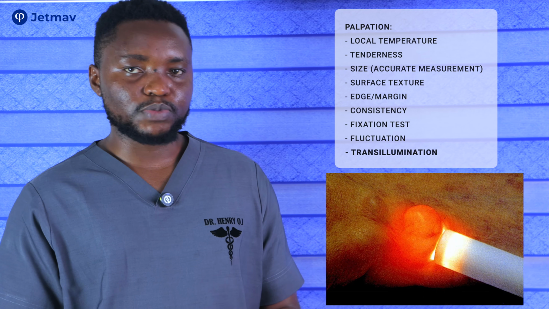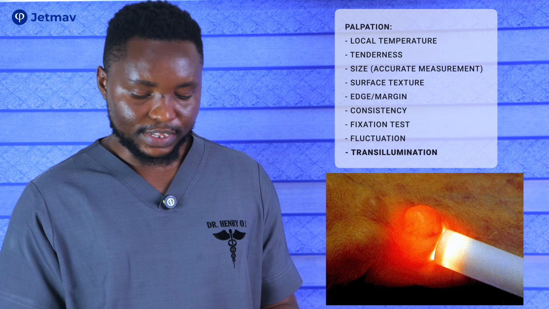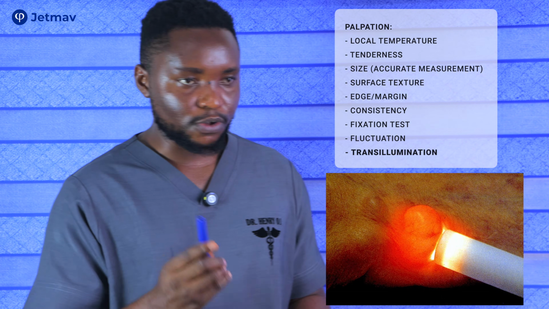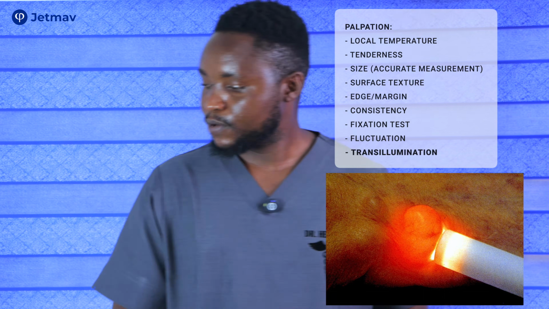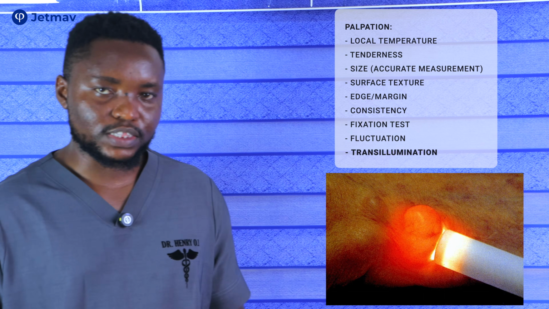Now, this ordinarily should be performed in a dark room. In a dark room, you might not need the paper. With just a pen torch, you'll be able to perform transillumination without the paper. So when you're done with transillumination, it means you are done with examining the mass itself.